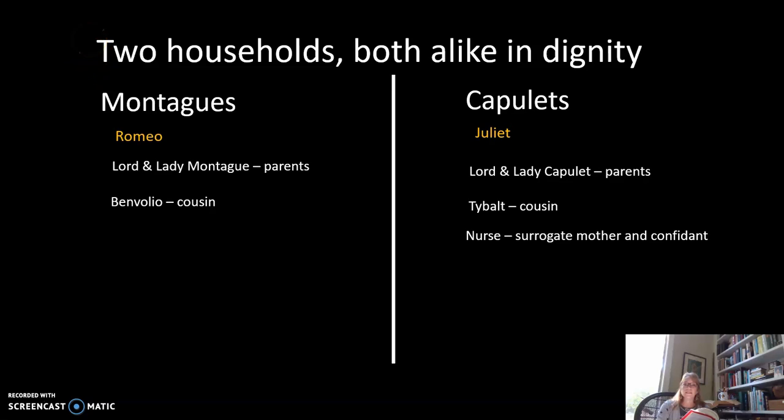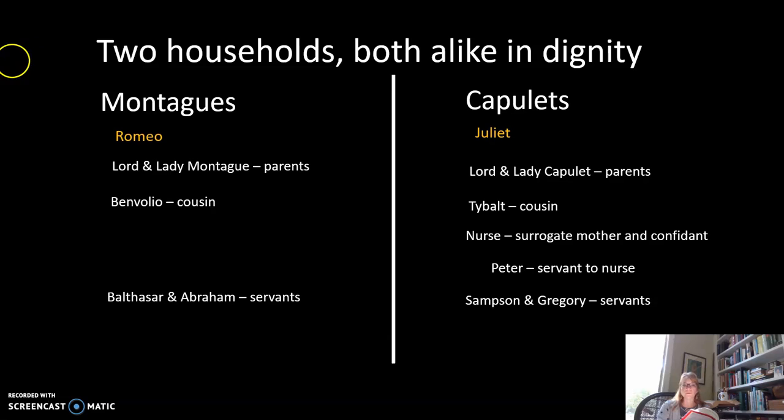So the nurse is a surrogate mother and confidant to Juliet, and she has her own servant Peter who accompanies her about town. And then there are some important minor servants, Balthasar and Abraham, balanced by Samson and Gregory, who in fact meet up in the very first scene and elsewhere throughout the play.